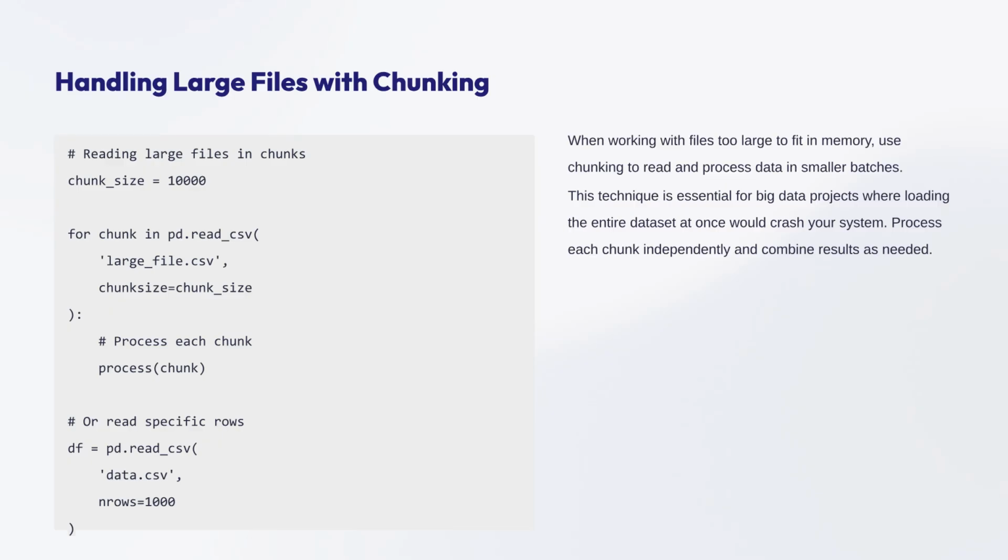For files too large for memory, use chunking to read and process data in smaller batches. This prevents crashes and is essential for big data projects. You can also use the `nrows` parameter to read only a specific number of rows.